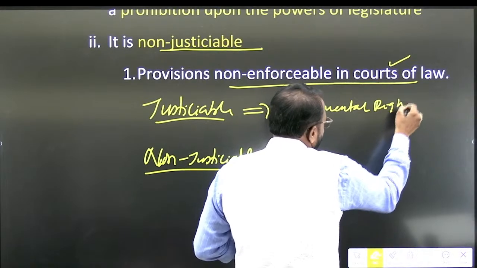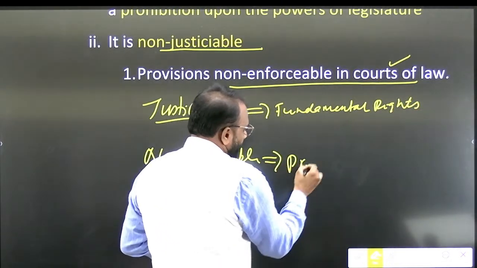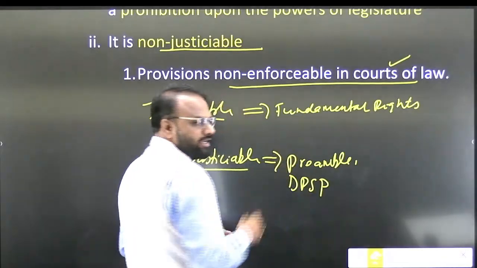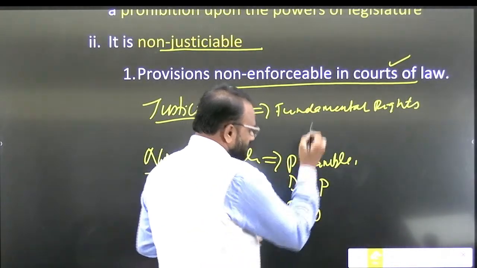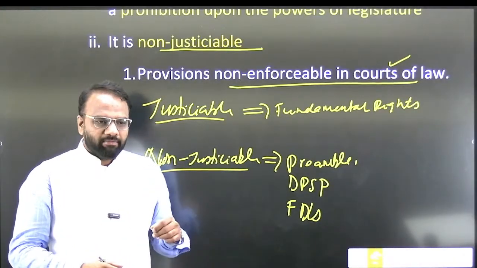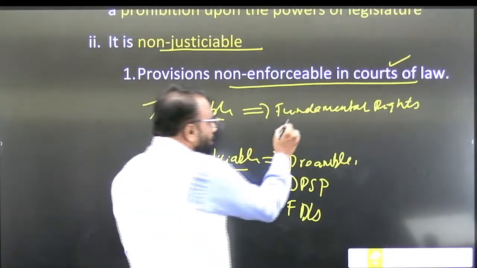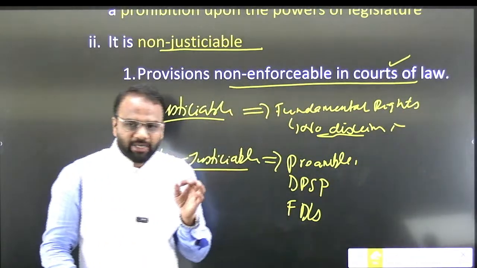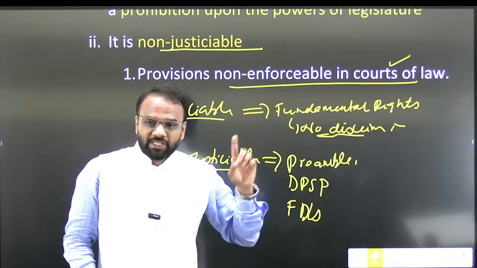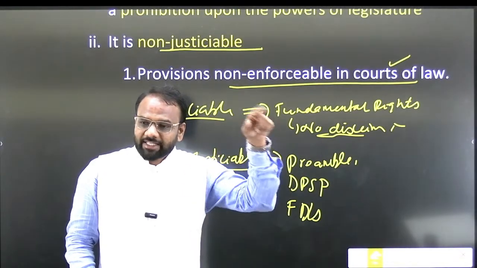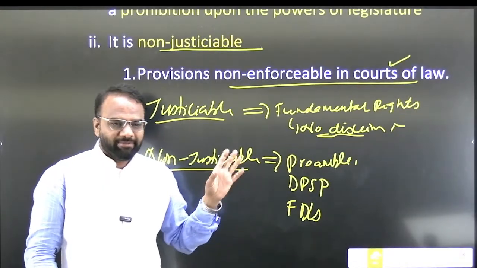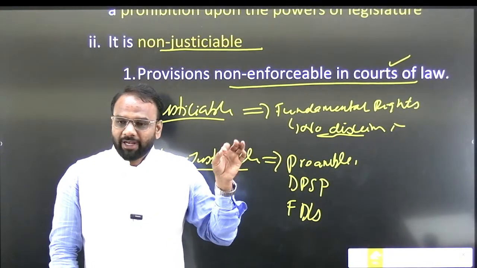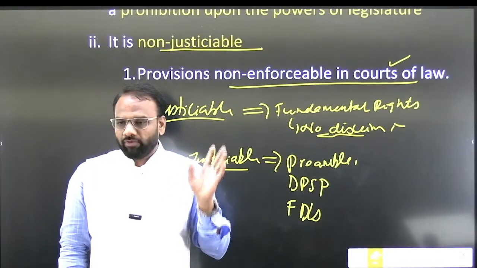Fundamental rights are justiciable. The preamble is non-justiciable. Directive Principles of State Policy are non-justiciable. Fundamental duties are non-justiciable. So what does it mean? One article of the fundamental rights says no discrimination on grounds of race, religion, caste, sex or place of birth. You should not discriminate based on religion. If someone tries to discriminate based on religion, you can go and file a case in court saying that your fundamental right is being violated. That's why we say fundamental rights are justiciable, because when your fundamental right gets violated, you can file a case in the court of law.